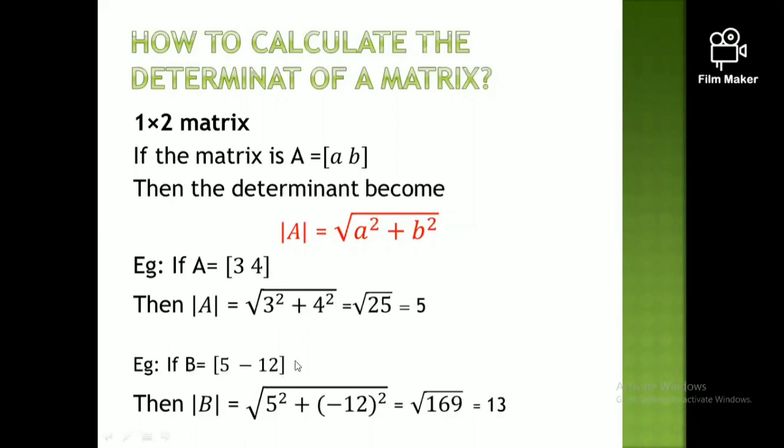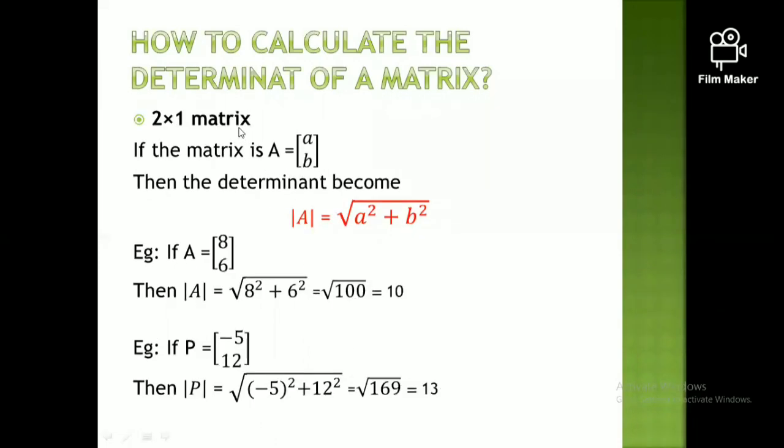Let's move up to the next matrix, that is [5 -12]. This one is also a matrix with order 1 by 2. If you want to find the modulus of this matrix, it turns into the square root of 5 squared plus (-12) squared. When you square here, remember that most students make this mistake: don't forget to put the bracket here. Then 5 squared is 25, and (-12) squared is plus 144. If you add 25 to 144, the answer is 169. The square root of 169 is 13. That means the modulus of matrix B is 13.